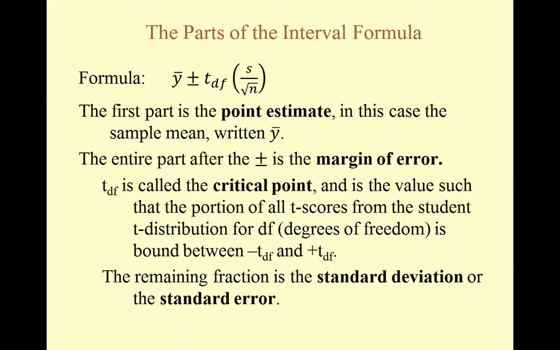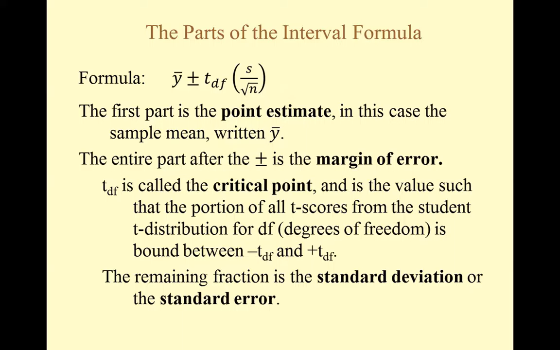The entire part after the plus and minus, the t sub df times s over the square root of n, is called the margin of error. It consists of two pieces. T sub df is called the critical point. It's the value such that the portion of all t-scores from the student t-distribution for the degrees of freedom is bound between the negative t-score and the positive t-score. It bounds that central 90% or 95%, for example.